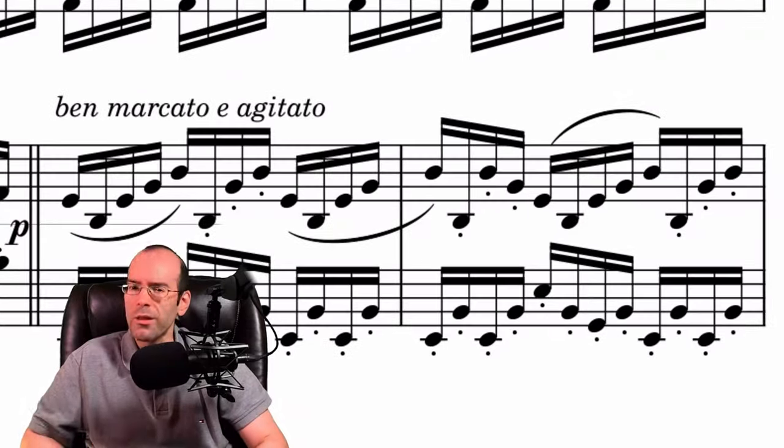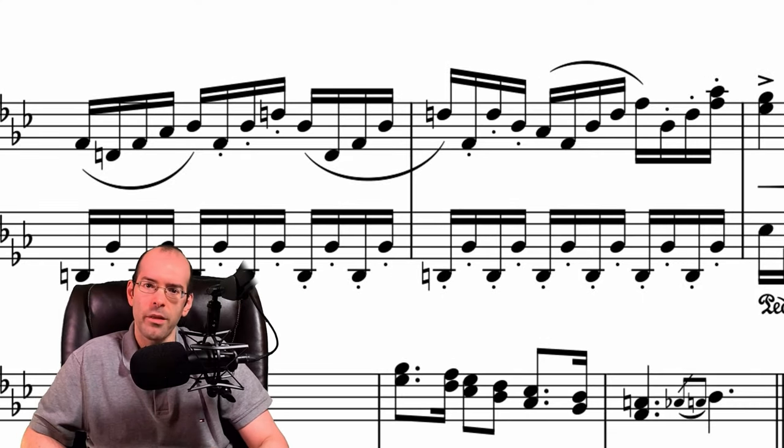Not only does this slur indicate phrasing or grouping of notes, but it helps blend the notes together.